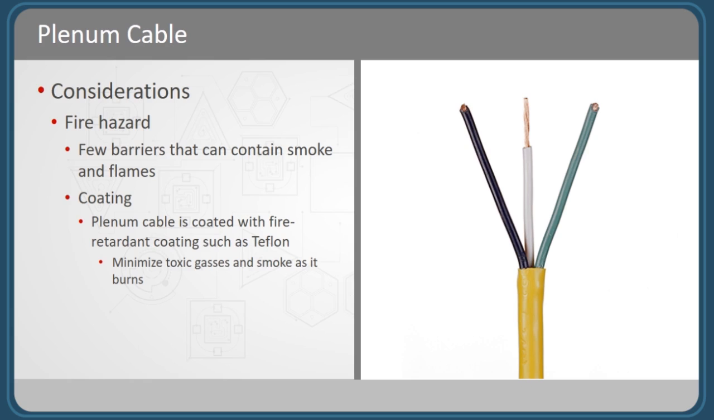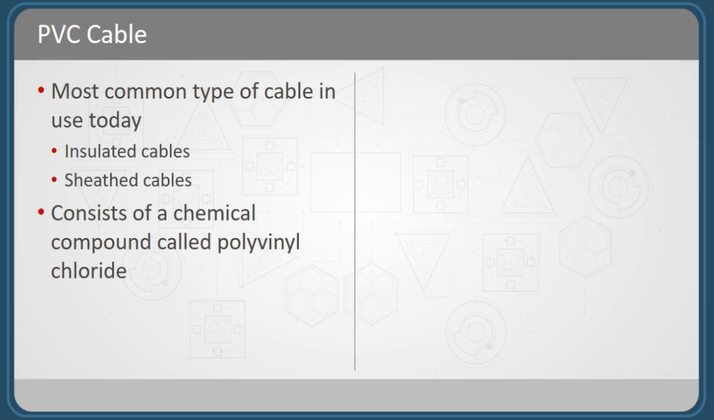So the plenum cable is quite simply coated with a fire retardant substance such as Teflon, and even if it does catch fire, then it's designed to burn at a much higher temperature, and that actually helps to reduce the amount of toxic gases and smoke as it burns. The hotter the temperature, the faster it combusts, so it actually produces fewer gases. So quite simply, when you are installing cable in the plenum, it needs to be plenum rated cable.